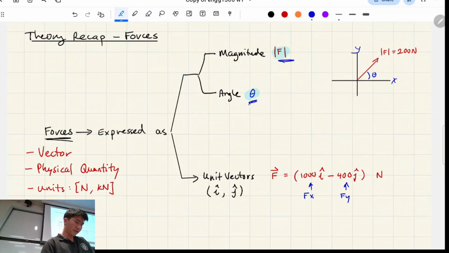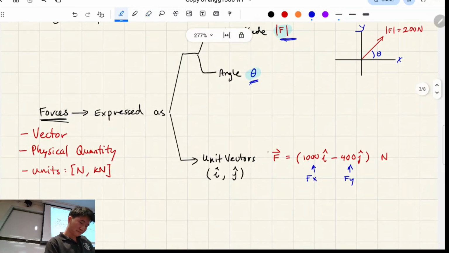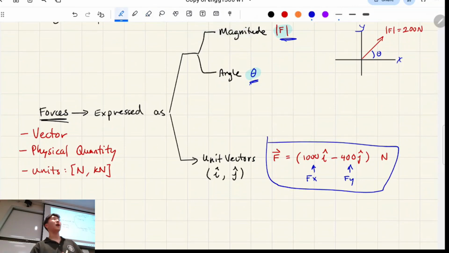Next, there are also the unit vectors, which I touched on a little bit earlier. So the I direction is the horizontal direction, and the J direction is the vertical one. I don't think there are any questions in this course which have K. So K would be a third dimension if you want to add one. But yeah, so here's how you might express a vector, which is a force, in unit vectors.